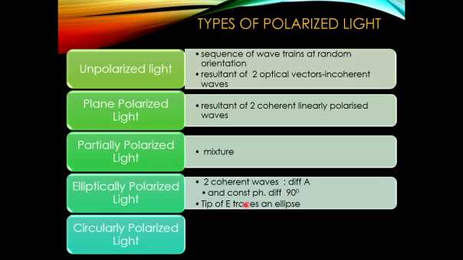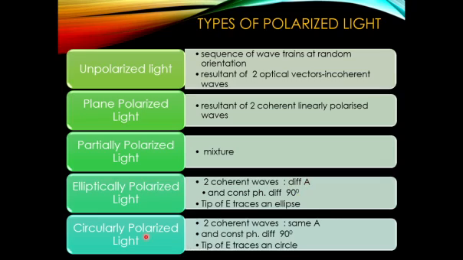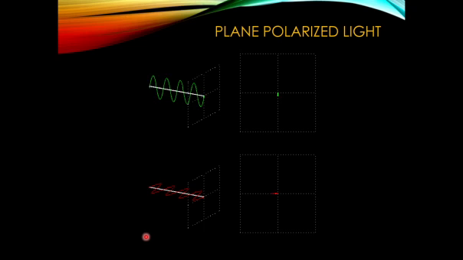Then the tip of E, which means the resultant, will trace an ellipse. So such polarized light is called elliptically polarized light. And for the same case, that is coherent waves with a constant phase difference of 90 degrees but with equal amplitude, the resultant wave will be a circularly polarized light. Okay, so these are the 5 different types of polarized light we have studied.